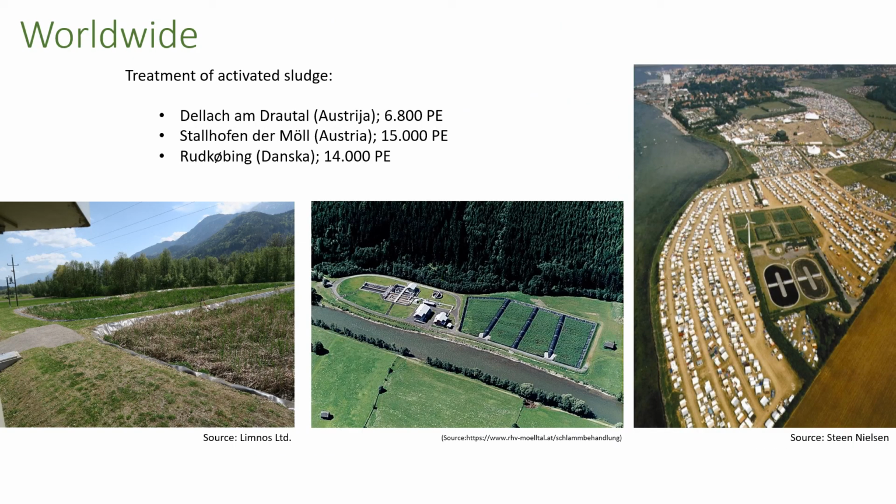Reed beds are being used worldwide, and they have been in use for more than 2 decades in different countries. So here are examples from Austria and Denmark. On reed beds, layers of sludge are thin and well aerated, thus there are no anaerobic conditions and odor generation. As you can see on your right, is an example from Denmark. The sludge drying reed beds are placed in the middle of the camp, so you can see that there is no odor. And on the left are two examples from Austria. They are from a medium-size wastewater treatment plant for 6,800 PE, and the other is for 15,000 PE. So as I mentioned before, they can be implemented for various sizes of agglomerations.